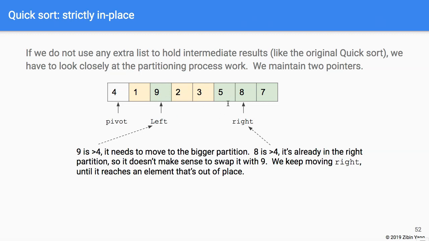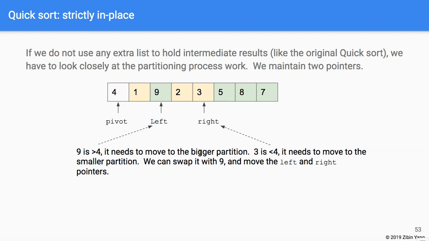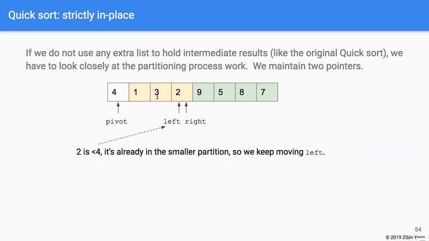So we move it down to 5. 5 is still bigger than 4, and so 5 is also in the right place. So we keep moving until we get to 3. 3 is smaller than the pivot and it's in the wrong place, and then we can swap 9 and 3, both of them out of place, so that they are now in the right place.